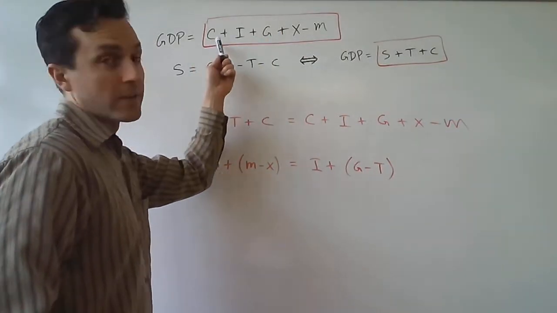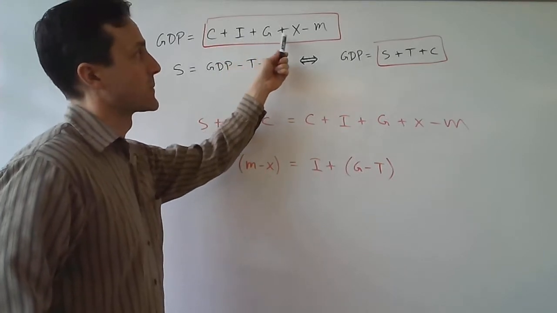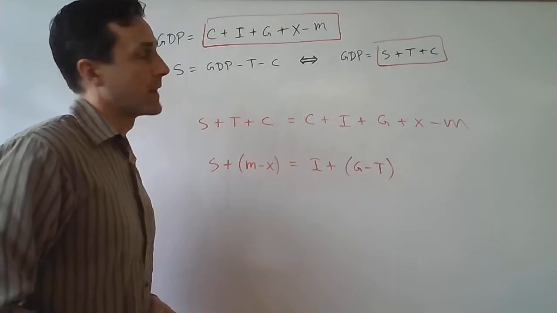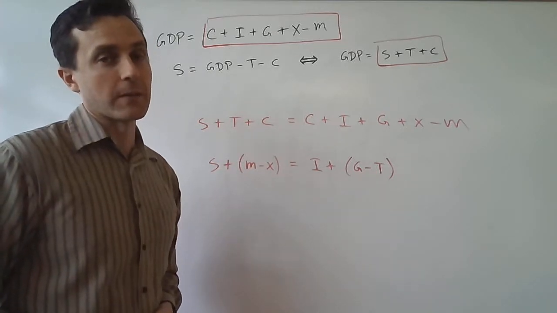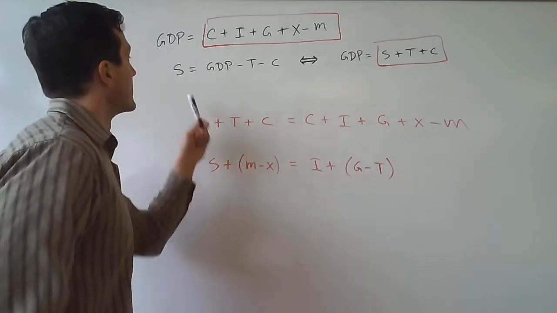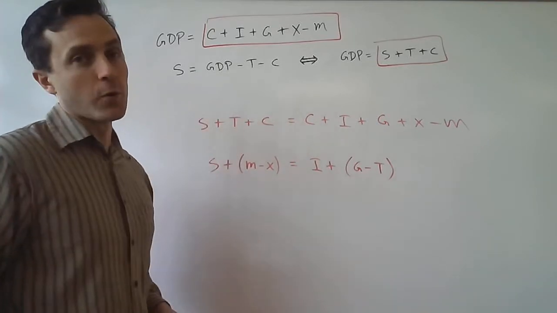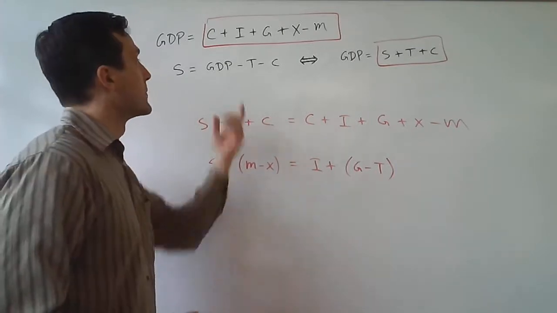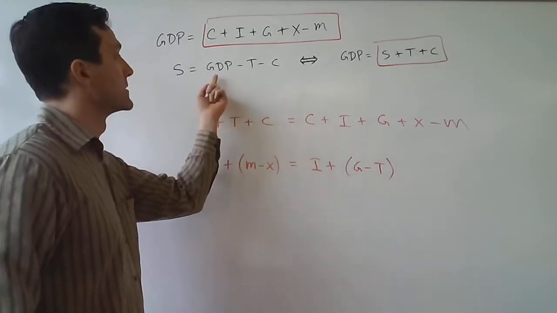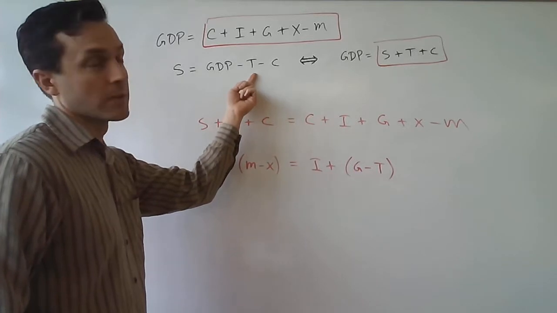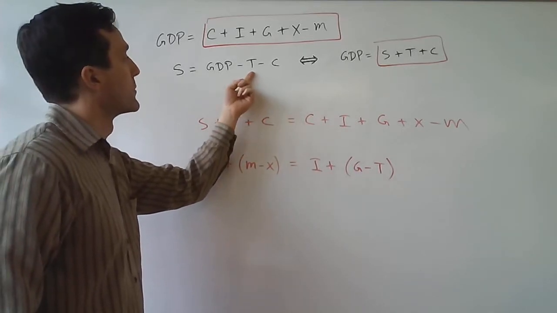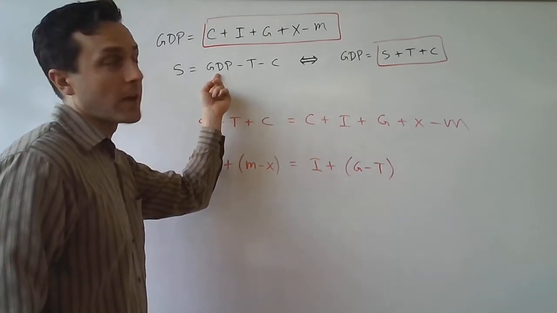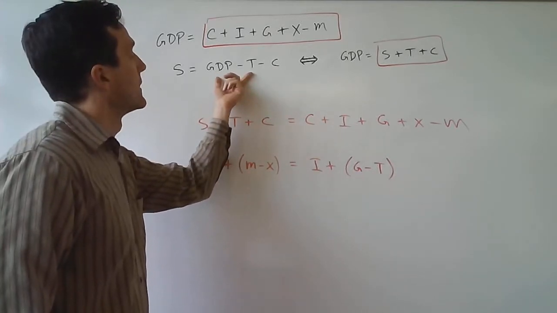GDP is equal to consumption spending plus investment spending plus government spending plus exports minus imports, right? And then the other equation that we can use to derive this identity is the definition for private savings, right? So private savings, it's disposable income. Disposable income is income after taxes, which is GDP minus tax revenue, right? So the tax revenue that the government brings in, subtract that from income, GDP, and that gives you disposable income.